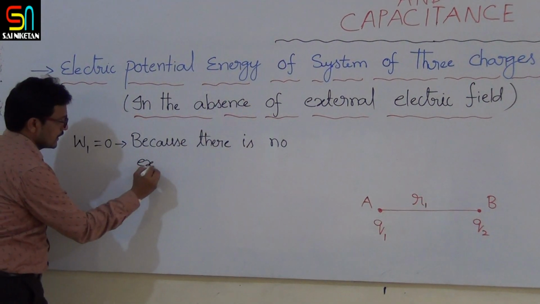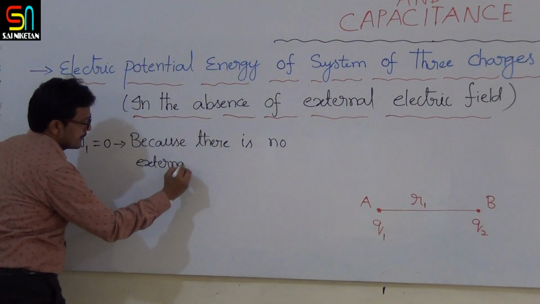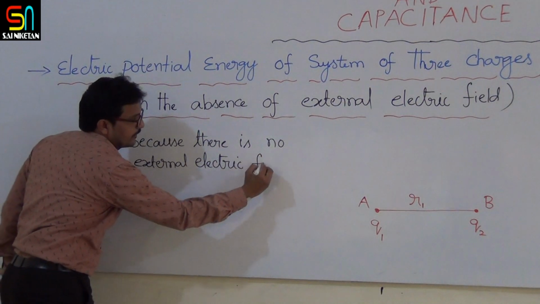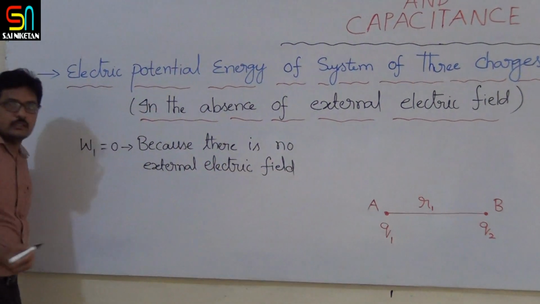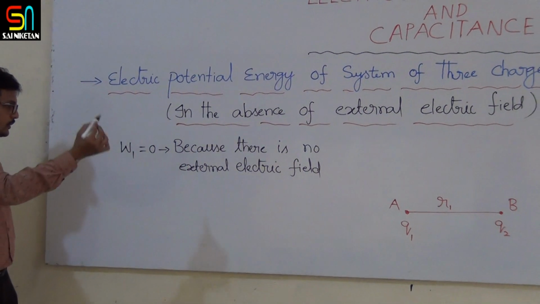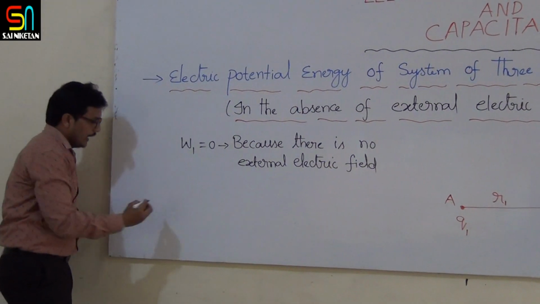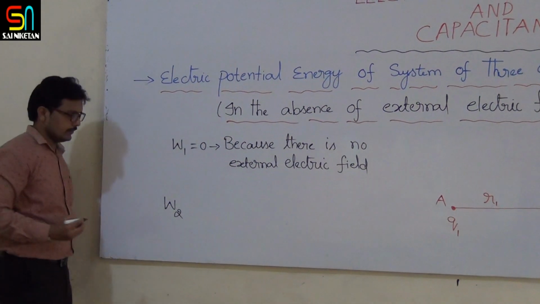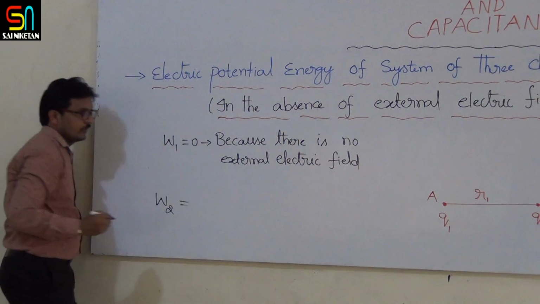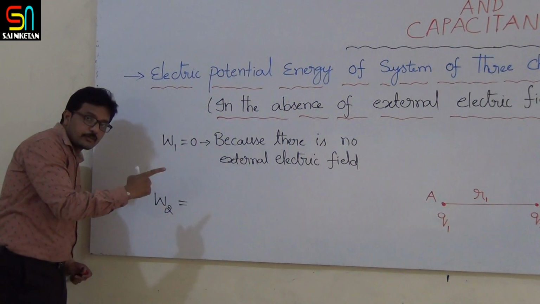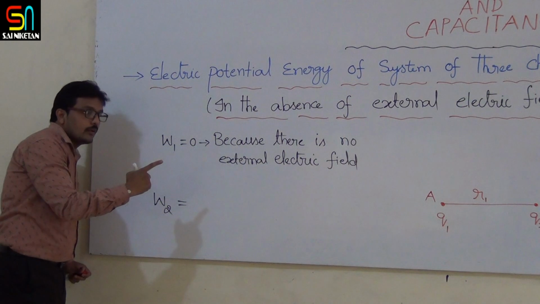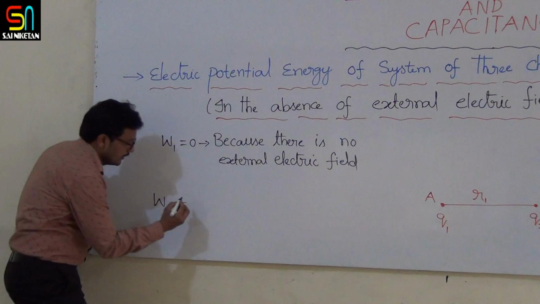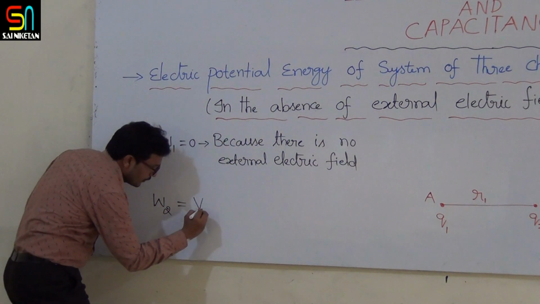There is no external electric field. So that work done is 0 to bring the charge Q1 to the point A. And to bring the charge to point B is W2, and Q1 produces the electric field. Then work done by the charge Q2 due to Q1 will be, we write that the potential produced.